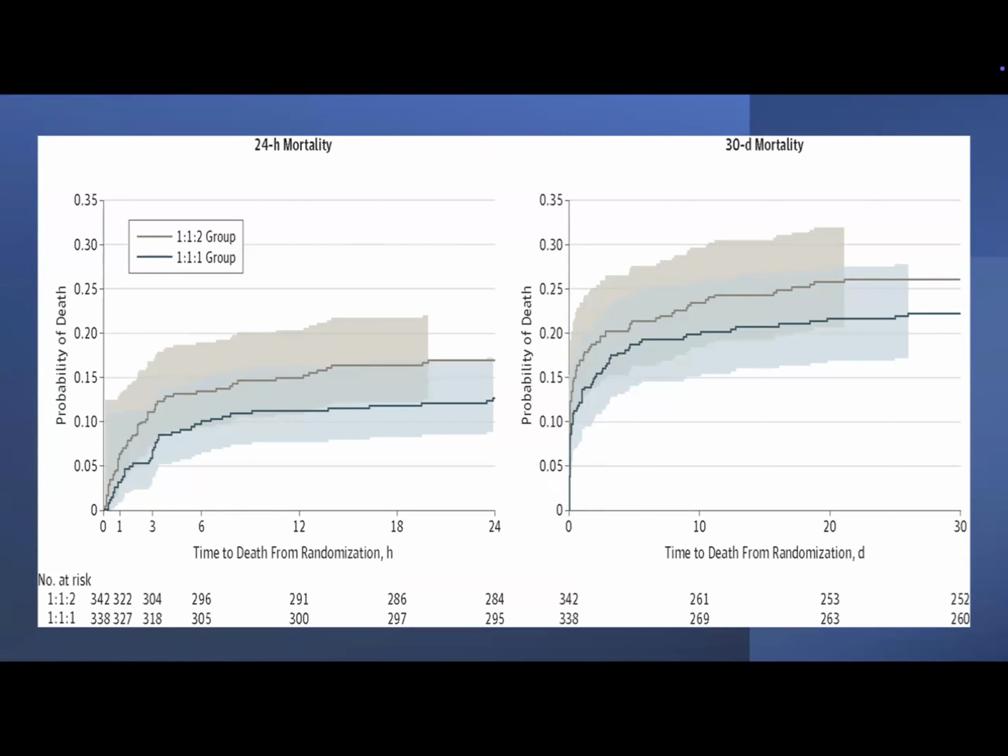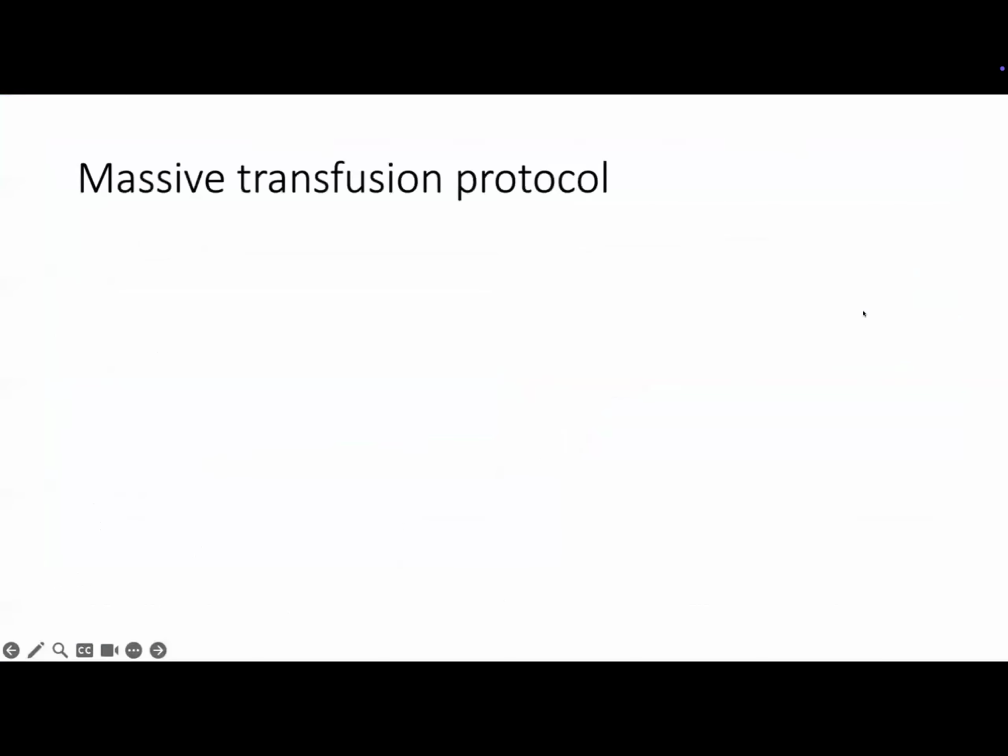And that is why we need to apply it on a day-to-day basis where we give it at a fixed dose. The group with 1:1:2, where RBCs are transfused more than FFP, had higher mortality at 24 hours and even at 30 days.